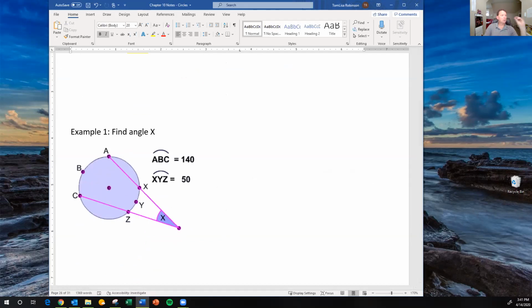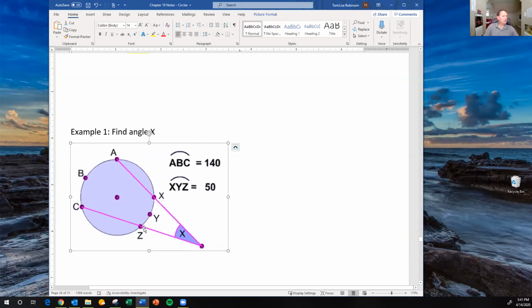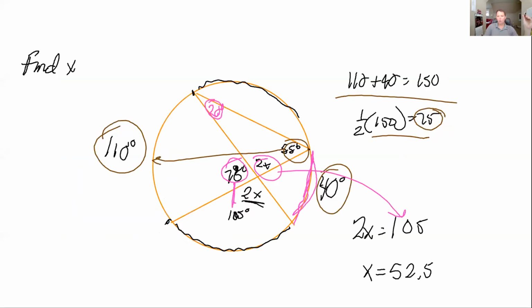I'm going to let you look at that for a second, but I'm going to transfer this over to the whiteboard again so I can draw it. So I want you to watch this real carefully. I want to find angle X, just down here in the lower right. XYZ is this first arc right here on the near side, so to speak, and ABC is on the far side. So let me copy that over to the whiteboard, and we'll see how this works.